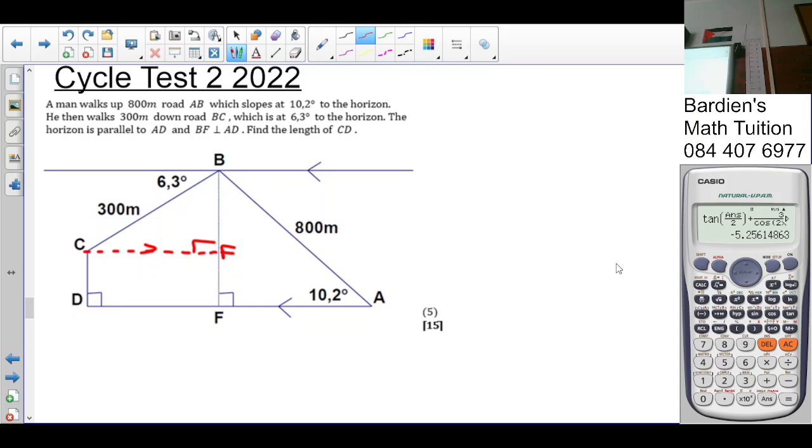So you all agree that at this point I can actually calculate BF, not so? What else can I calculate in this triangle? Oh, E, because I got the F for it. Nice, nice.